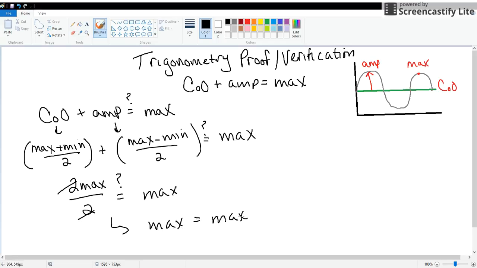So the left-hand side of the function turned out to equal the right-hand side of the function, and that is how we have confirmed that the center of oscillation plus the amplitude equals the maximum value of the function. And as you could probably see, a similar version of this proof could be used to determine that the center of oscillation minus the amplitude would then equal the minimum value. I won't do a video on that because I think it's kind of trivial given what I've just showed you.